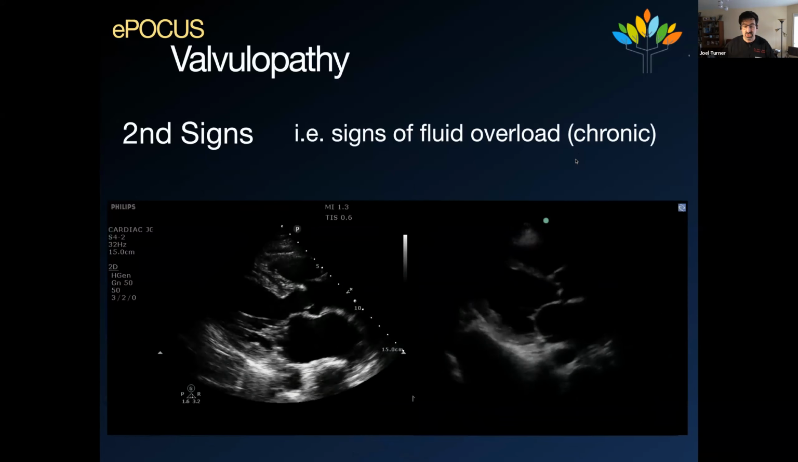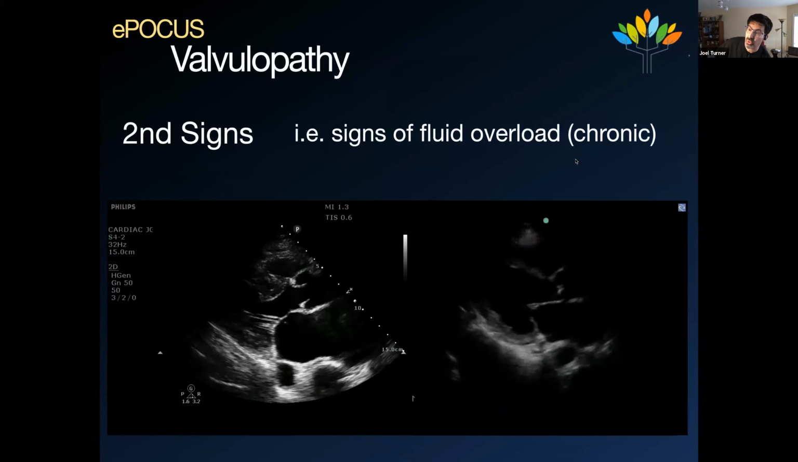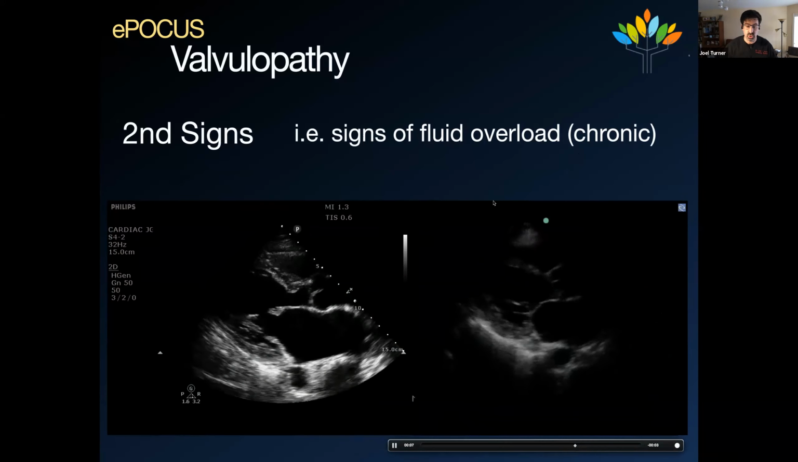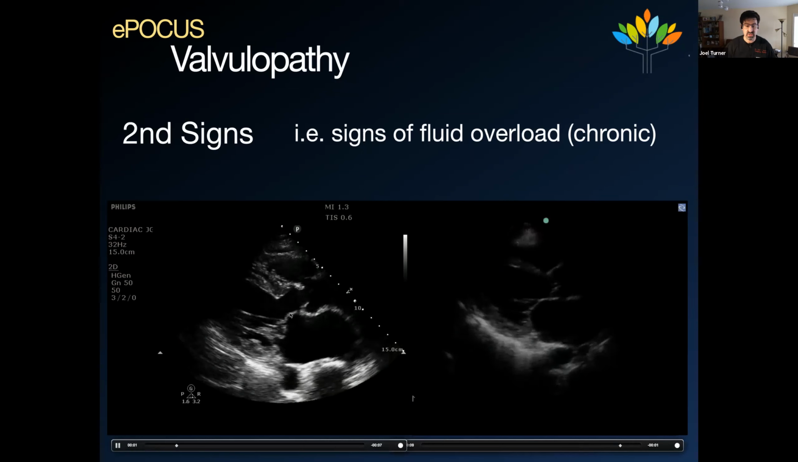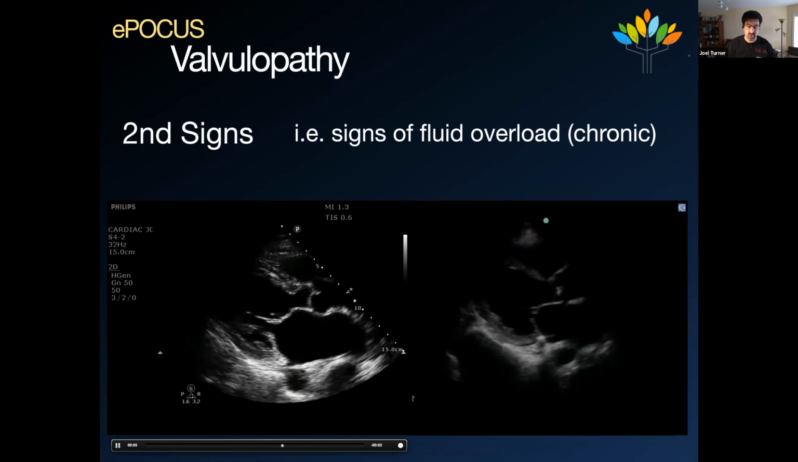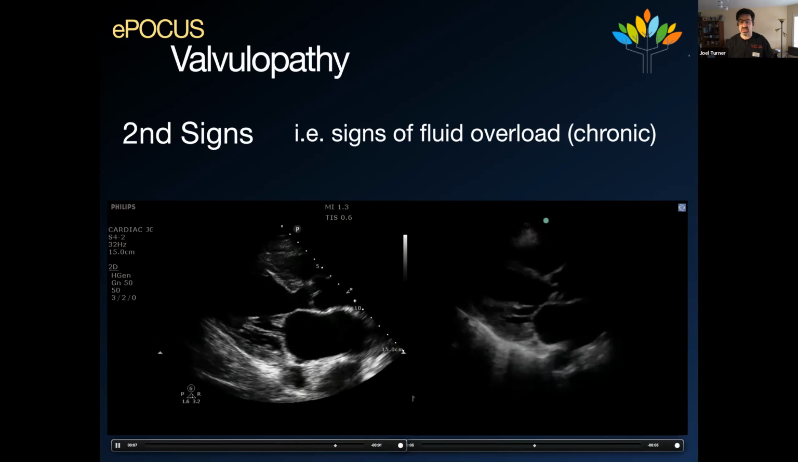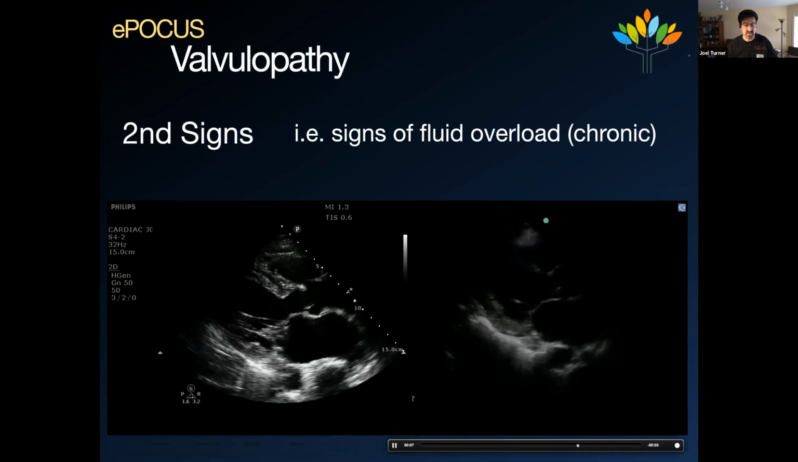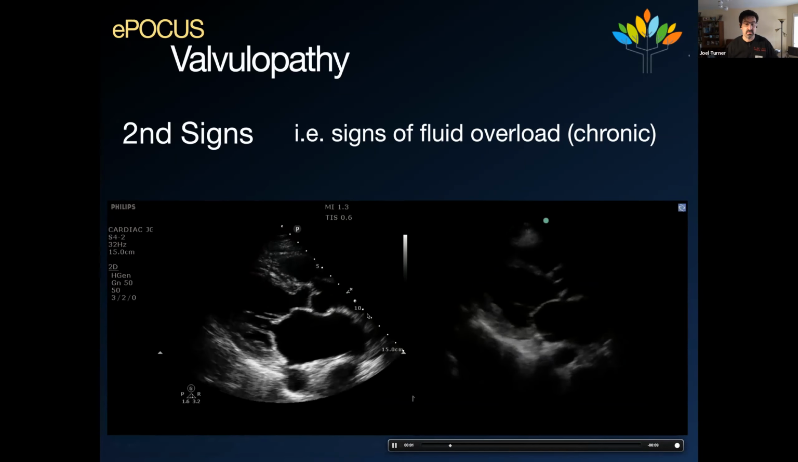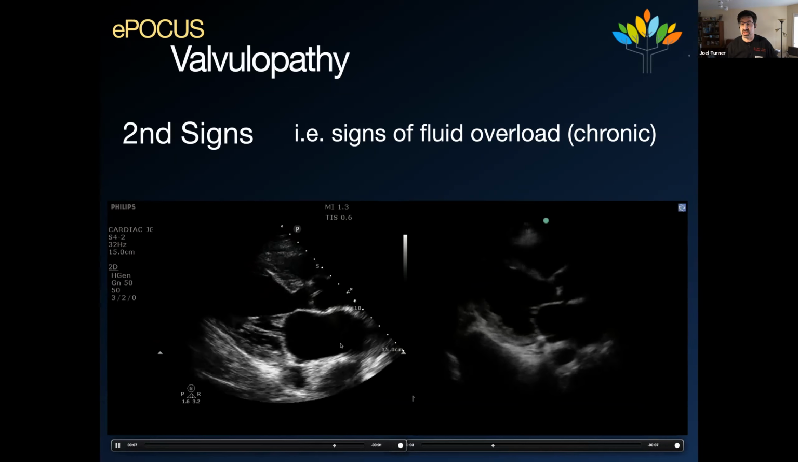And then finally, patients who have valve problems from a chronic nature usually will have secondary signs of fluid overload. So this patient here who has got a massive left atrium, is this left atrium huge because of severe diastolic dysfunction, or is it because this patient has severe mitral regurg, or both, but you don't know? But this is clearly something that needs to be interrogated further.